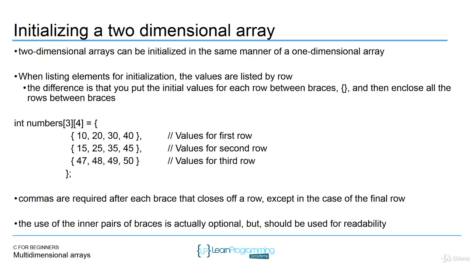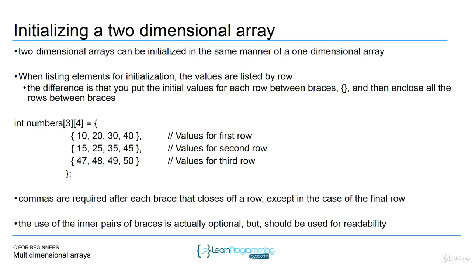So the use of the inner pairs of braces is actually optional, but you should use it for readability. If you didn't provide those braces, you could actually just provide 10, 20, 30, 40, 15, 25, 35, all just consecutively. But it's very hard to visualize what you're initializing. As a programmer, readability is very, very important because it increases the quality of the code. It's easier to maintain the code.